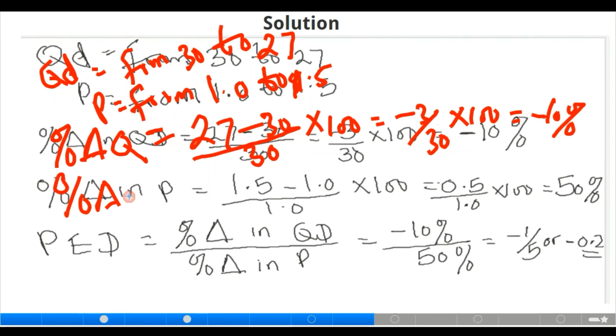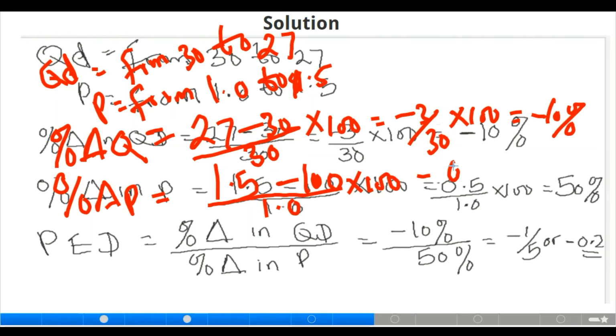Now percentage change in price. We have the new price to be 1.5 and the old price to be 1.0, divided by 1.0, multiplied by 100. We have 0.5 divided by 1.0 multiplied by 100, and our answer is 50%.